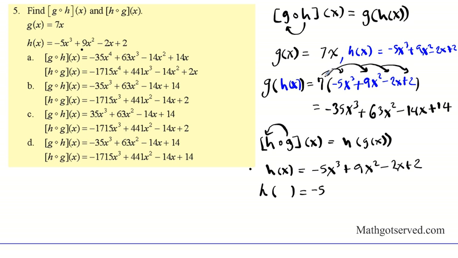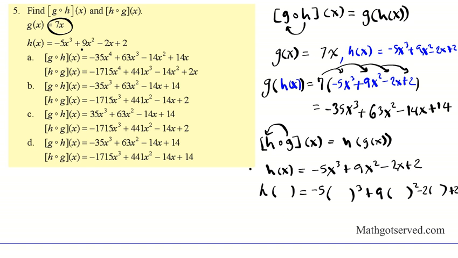Now, how big is the input function? The input function is g, right? g is just 7x. It's just one term, so it's not that big. So we don't need to make big parentheses here. So parentheses cubed plus 9 parentheses squared minus 2 parentheses plus 2.